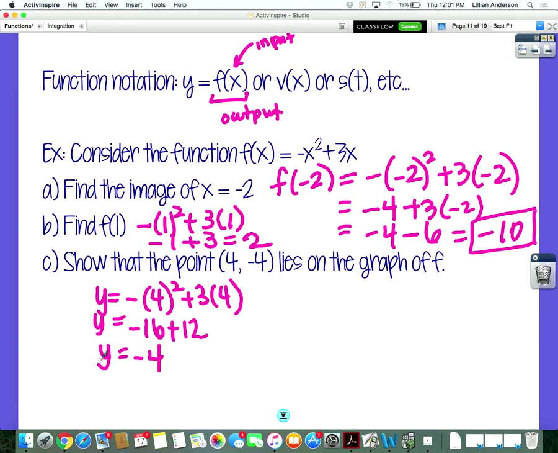Questions? Remember, it's the algebraic process to get to that point. All right? Look at the next example. I want you to do the next example on your own.